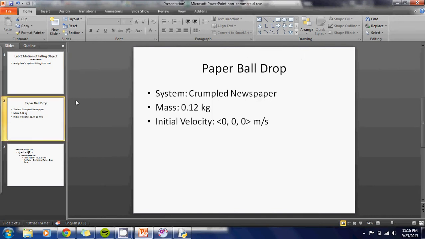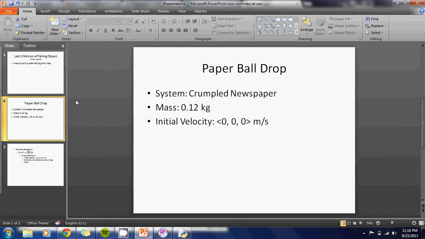Today I will be doing an analysis of a system falling from rest. My system is a crumpled up newspaper from the Georgia Tech Technique. I took the mass of this system to be 0.12 kilograms or 12 grams. And since it is falling from rest, the initial velocity is 0 vector meters per second.